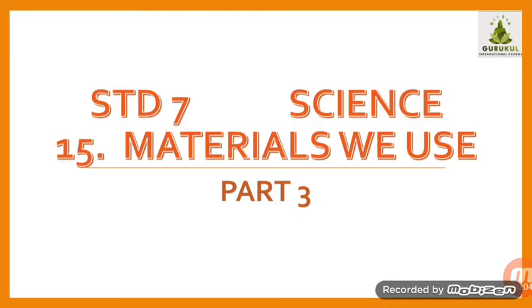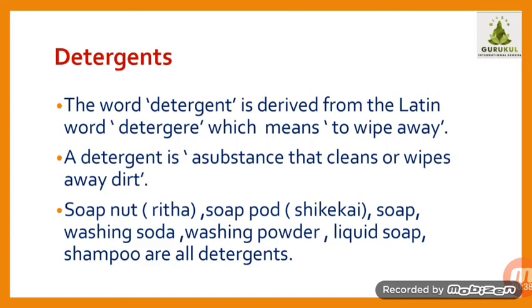Lesson number 15, materials we use, part 3. In the previous videos, we have seen that materials can be categorized as natural materials and man-made materials. We also have seen the meaning of natural material and man-made material. And we have started learning some man-made materials, how they were discovered, and what their uses are. In the first part, we learned about the man-made material toothpaste.